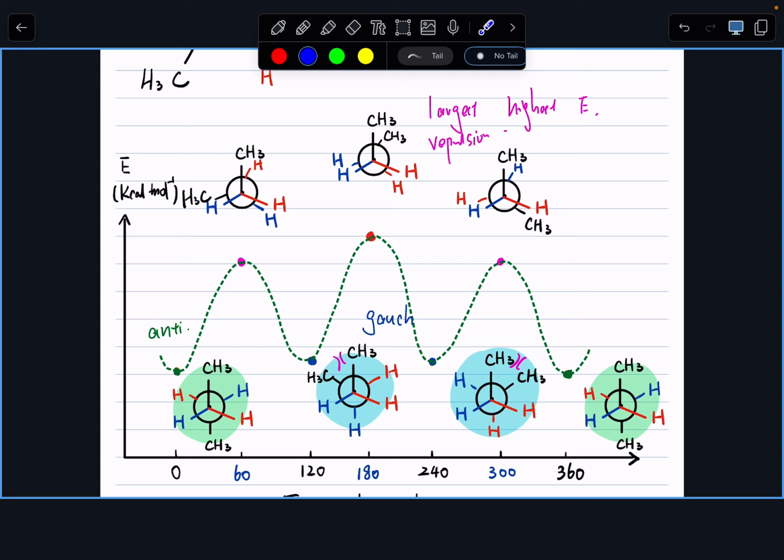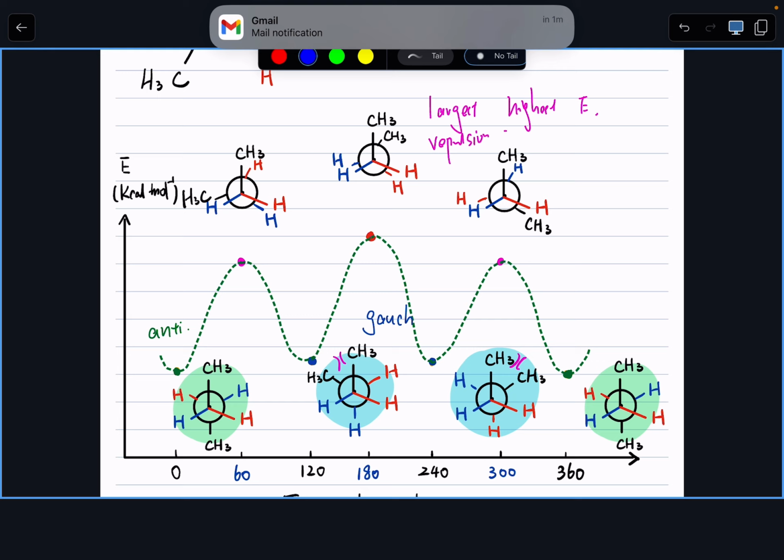Yes? Is there an order of stability for the eclipsed? Right, for the eclipsed, we also have an order of stability. You see, that's why we draw it here, right? So the methyl group on top of methyl group, these are the largest energy, and the methyl on top of hydrogen are slightly lower in energy, but still pretty high.